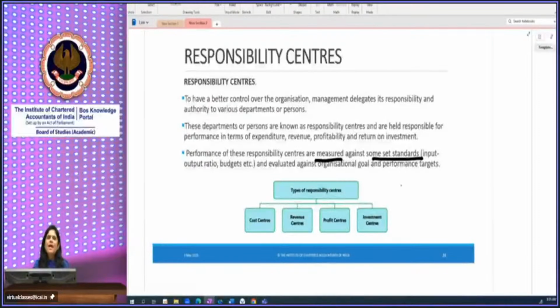Performance of these responsibility centers is measured against some set standards. So the management has set a standard that this should be the maximum expenditure for purchase department, and this should be the maximum for finance or inventory, and so on. Or this particular branch should generate a revenue of 1 crore this year. Whether you have generated 1 crore or not, that branch manager is responsible to the management if he is not able to generate that 1 crore of revenue, which was set as a standard for him. Clear? So that is how they are measured and evaluated against organizational goals and performance targets.